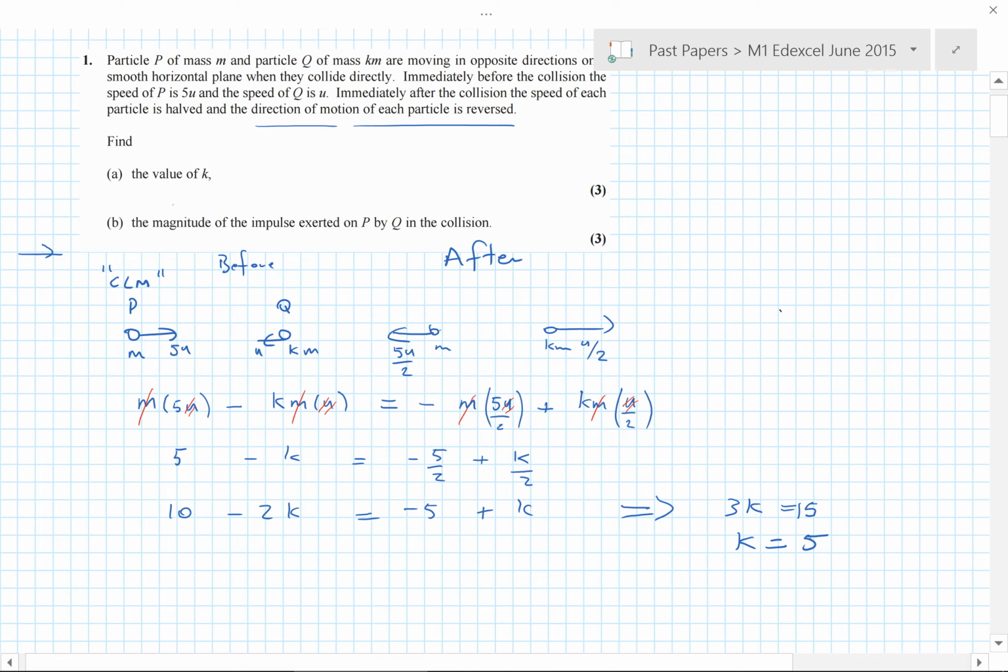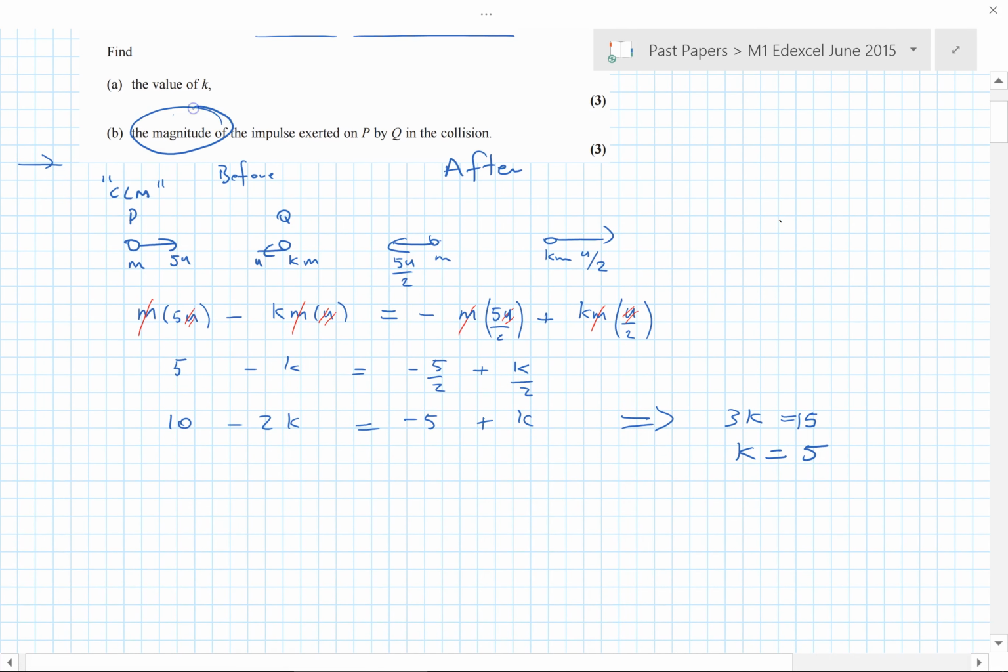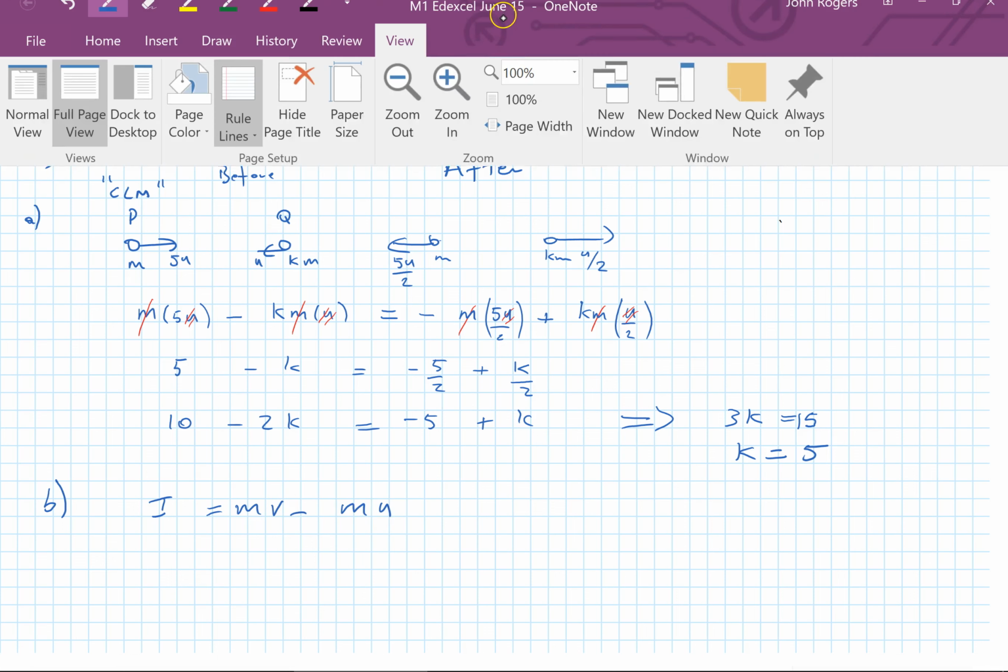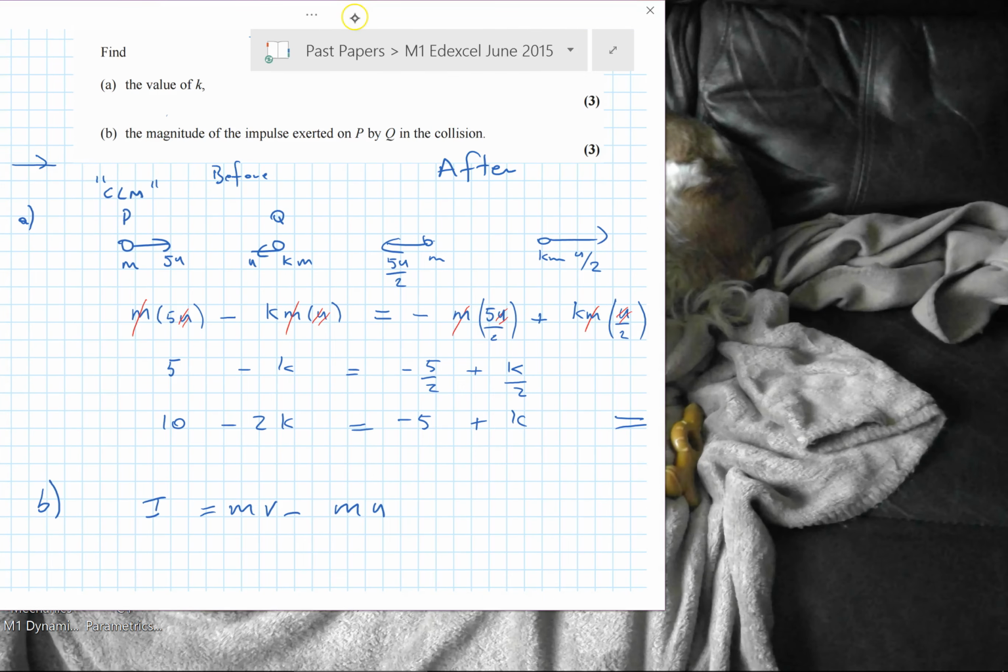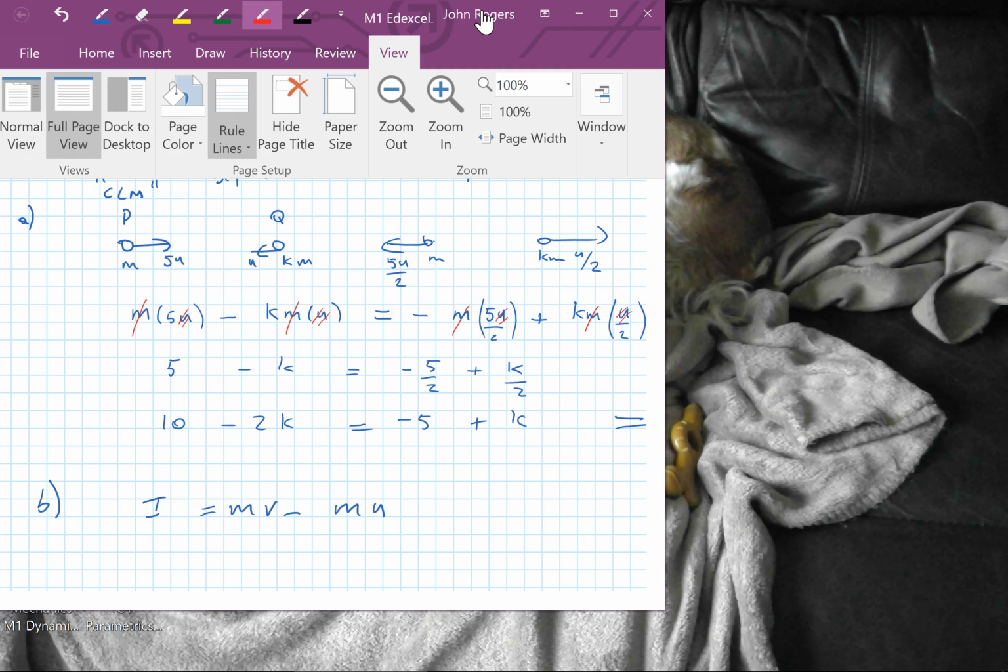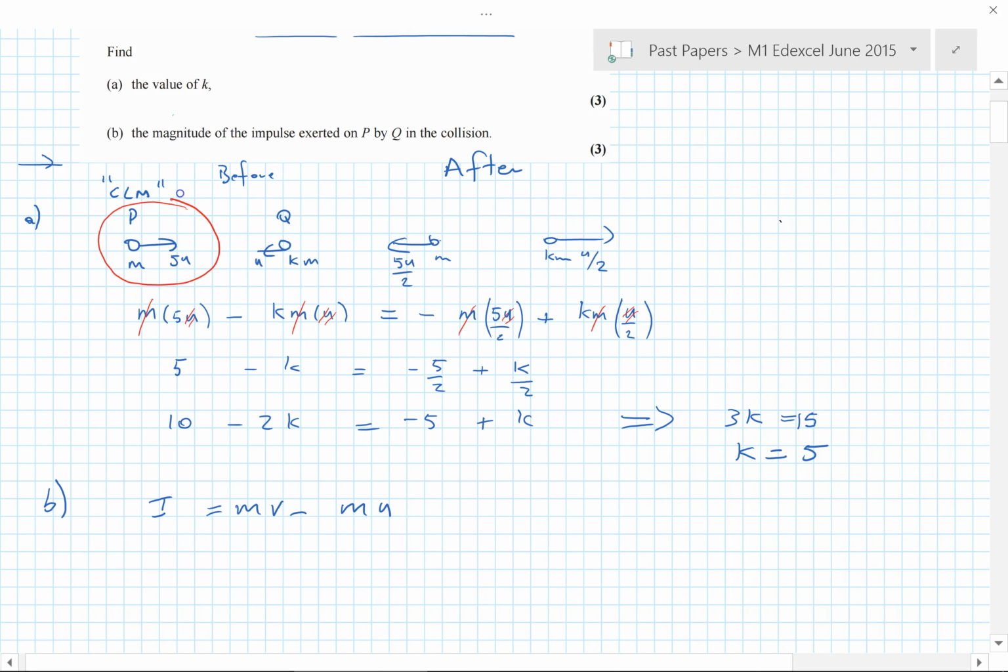Okay, so that's the first bit. And the second bit is about impulse. It talks about a magnitude of an impulse. Right, so magnitude of impulse means we're not too concerned about the sign, but we need to be careful when we're working it out. I'm going to use the formula I equals mv minus mu. We can actually use this on either P, considering the P before and after, or we could alternatively consider the Q before and after. But I'm going to work with P.